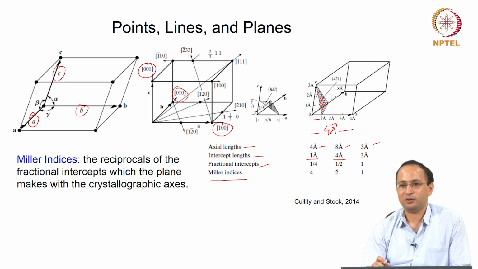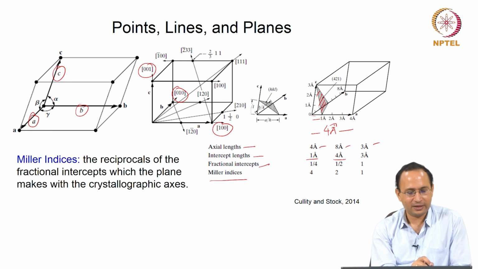Why this inversion? You must be wondering why we have to invert. Sometimes what happens, the plane does not cut an axis. So, you may say, okay, the intercept is infinite. So, rather than dealing with infinite, it is better to deal with zeros. How do you get 0 from infinity? You divide, 1 by infinity is 0. That is how this system was developed.